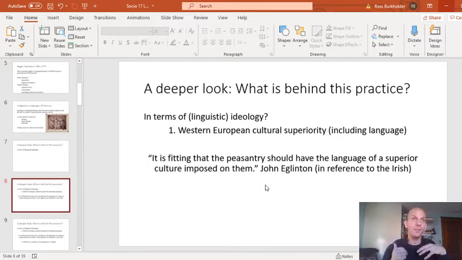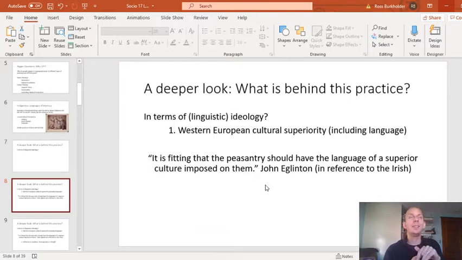And we see, back in the day, explicit confirmations of this ideology, right? So here's a quote from John Eglinton, who says, "It's fitting that the peasantry should have the language of a superior culture imposed on them." It's not directly related to the indigenous boarding schools example that we were just looking at. It's actually in reference to Irish people and the replacement of the Irish language with English.